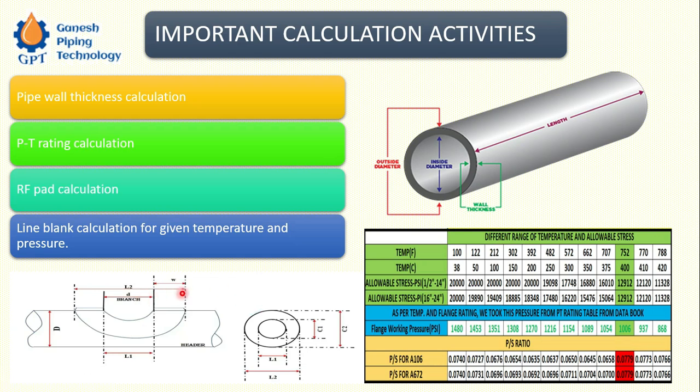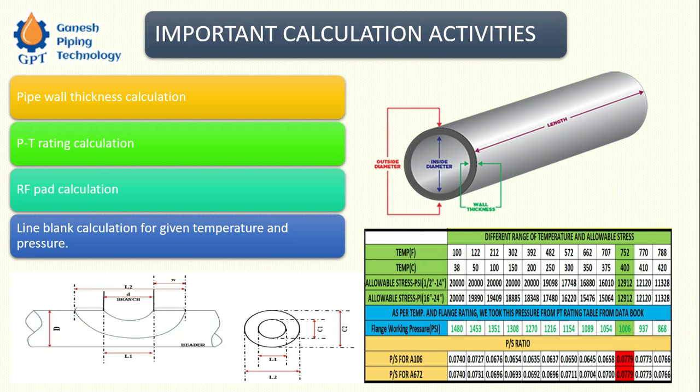It is a plate actually, basically we can see here this plate, and this plate is welded on the branch side, and because of this welding and this material of the reinforcement pad, we are strengthening the branch which is suffering from that loss of material, that is, the lack of strength due to the loss of material. So that is the RF pad calculation. Then we have the line blank calculation for the given temperature and pressure.